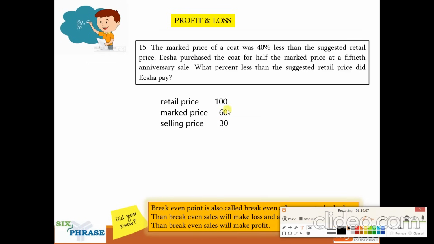So what percent less than the retail price did she pay? It is 70%, right? It is 70% less than the retail price. So the final answer is actually 70%. So 70% less than the retail price is what she paid.